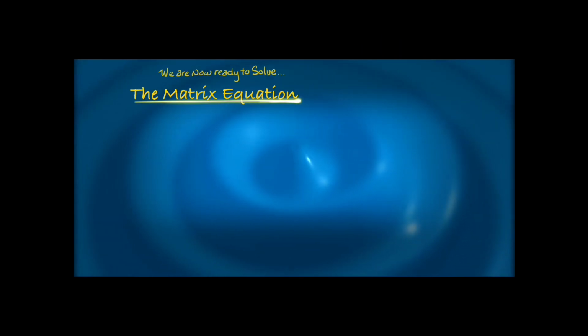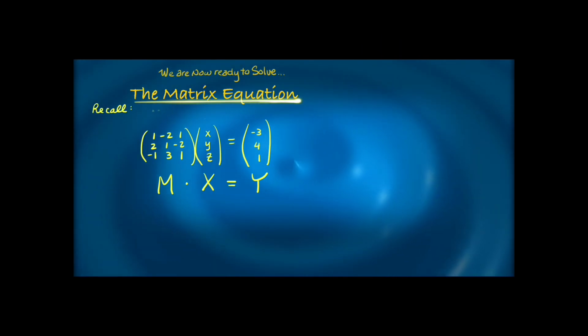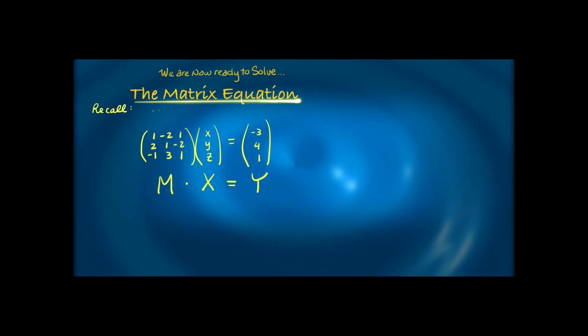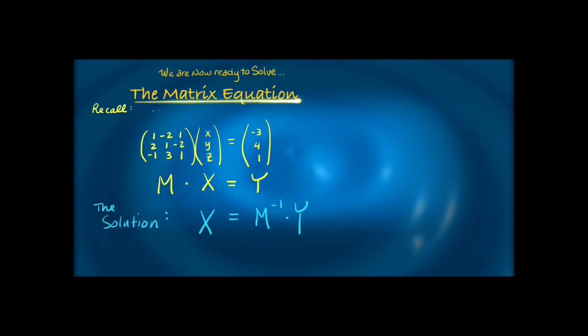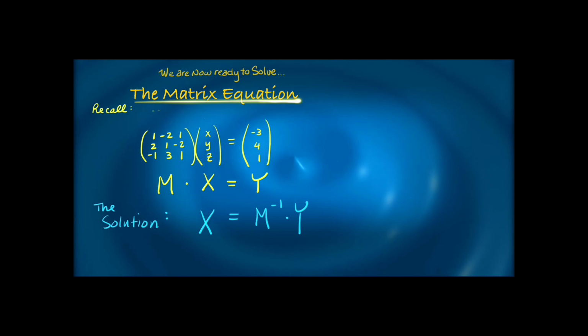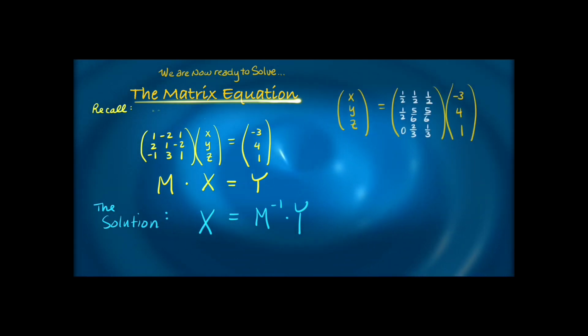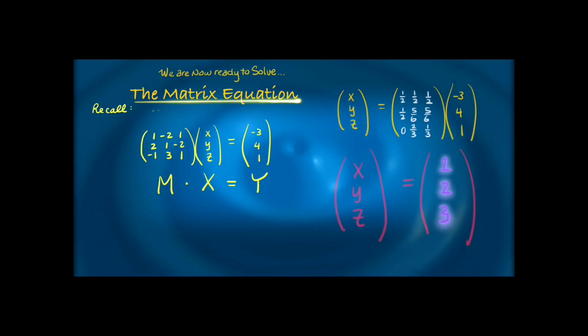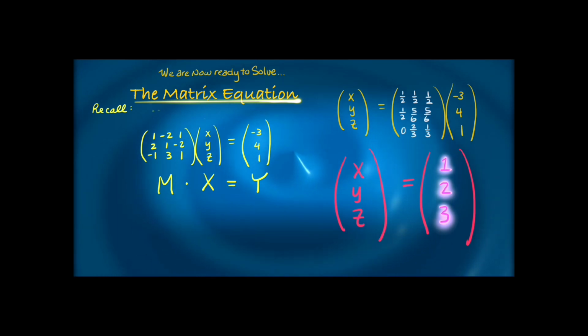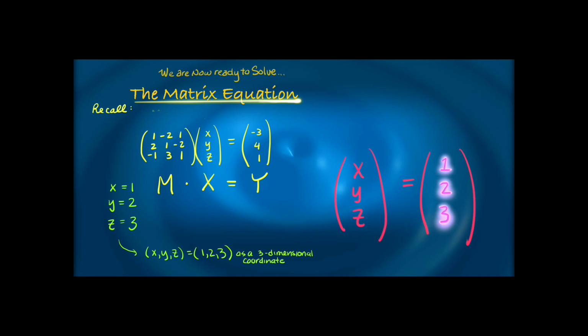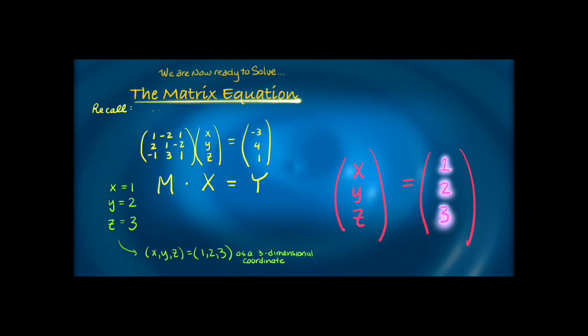We can now use this to solve the matrix equation. Remember, the matrix equation mx equals y can be solved for x by multiplying the right-hand side by its inverse. By doing this multiplication, we get the xyz components to be 1, 2, 3, and that is the coordinate point we saw three-dimensionally in the intersection of those three planes.